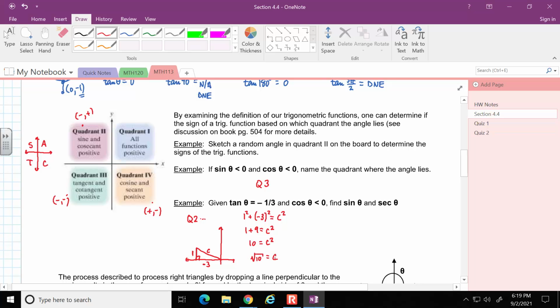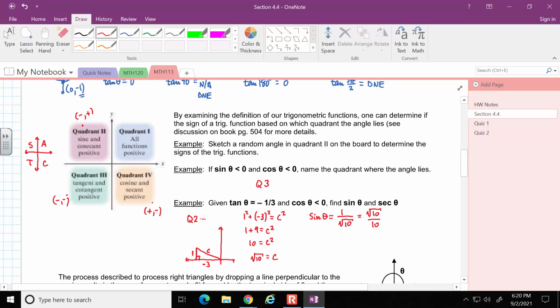So given that, not even knowing what my angle is, I should be able to figure out what the sine of theta is. Sine of theta is going to be the opposite side, which is 1, divided by my hypotenuse, which I just said was square root of 10. So if you simplify that out again, just multiply top and bottom by square root of 10, you get square root of 10 over 10, and sine is positive as we expected, right, in that quadrant.